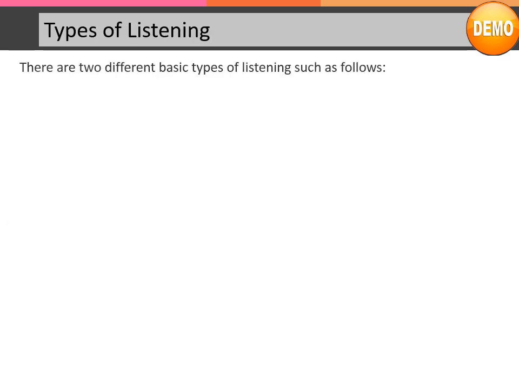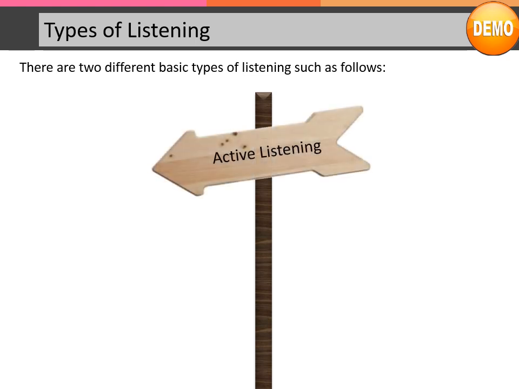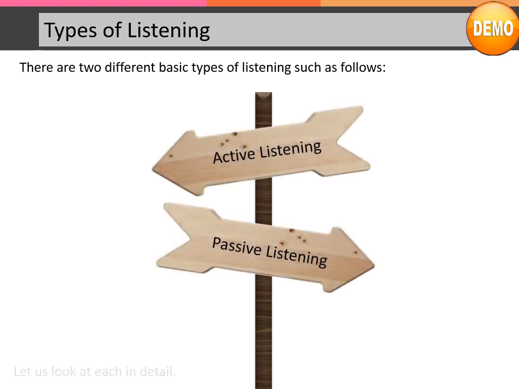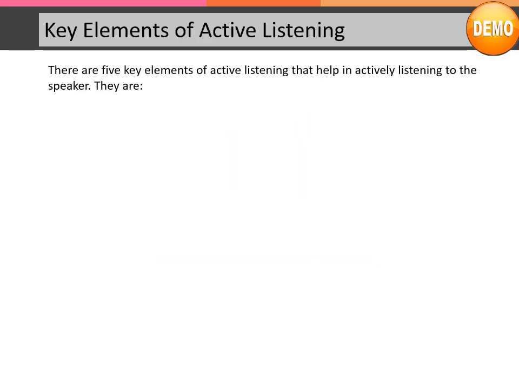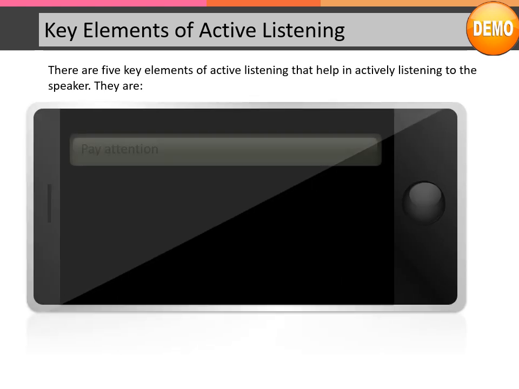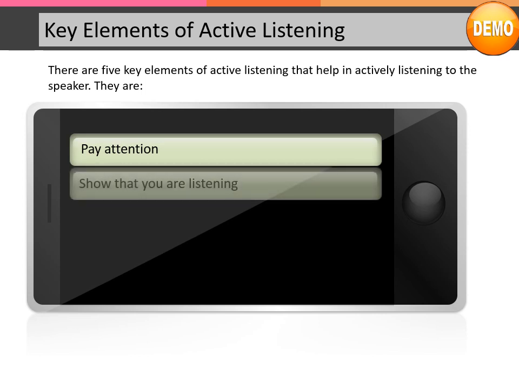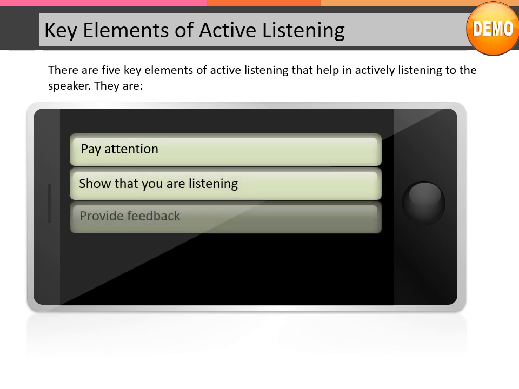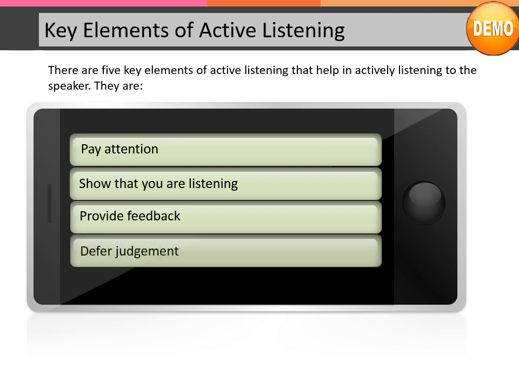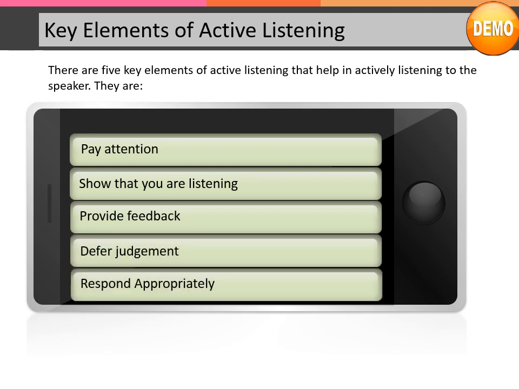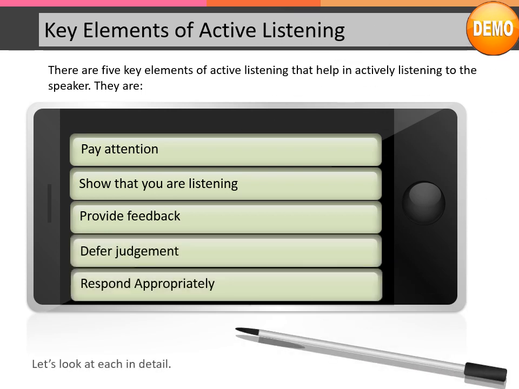Types of listening. There are 2 different basic types of listening, such as the following: active listening, passive listening. Let's look at each one of them in detail. There are 5 key elements of active listening that help in actively listening to the speaker. They are: pay attention, show that you are listening, provide feedback, defer judgment, respond appropriately. Let's look at each one of them in detail.